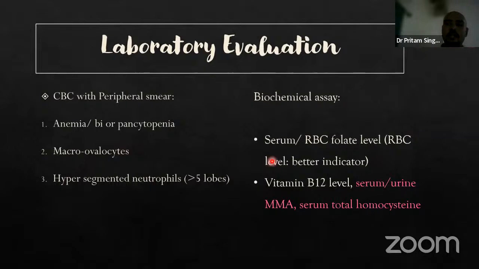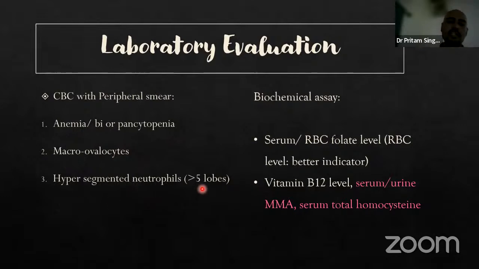So how does one do the evaluation in the laboratory? In the hemogram, often you get isolated anemia. In severe deficiency, you may end up getting bi or even pancytopenia because it suppresses hematopoiesis in a non-lineage specific manner. All the three lineages can get suppressed. There are macro-ovalocytes and hypersegmentation of neutrophils.